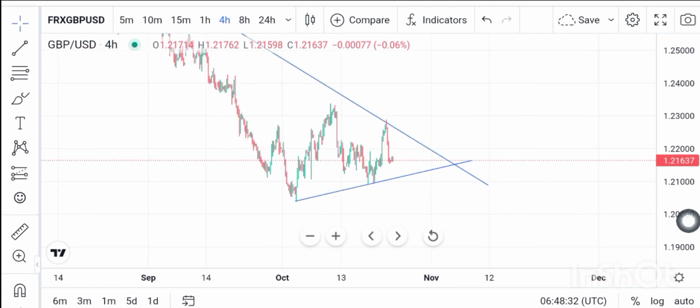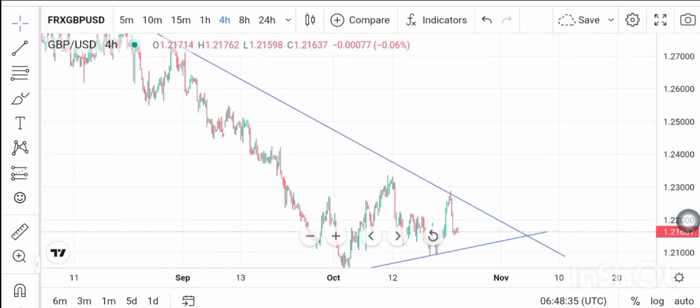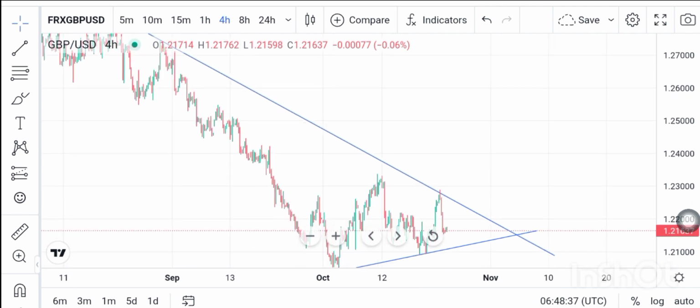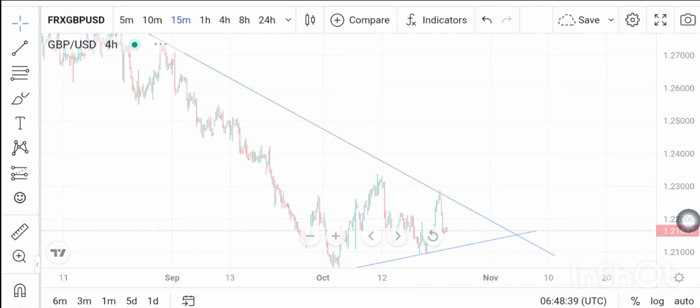Now let's scale further again to the 15 minutes time frame. Scaling to the 15 minutes time frame. You scale into the 15 minutes time frame to get to see what the market plays out.